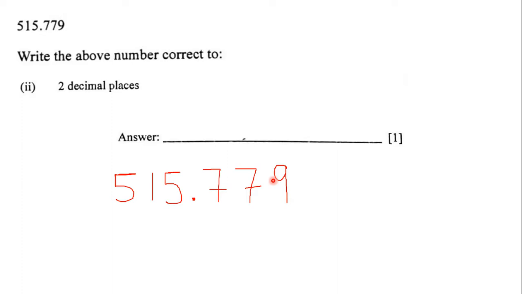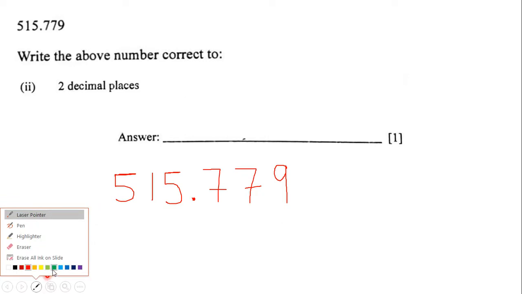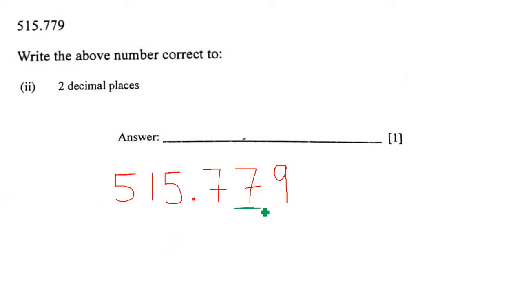So that means we have to consider the 7. We're going to underline it. And then we're going to circle which number? 9. Good. Let me ask ourselves: is 9 less than 5? Greater. Is 9 equal to 5? Greater. Sorry, it's supposed to be 5. Is 9 equal to 5?